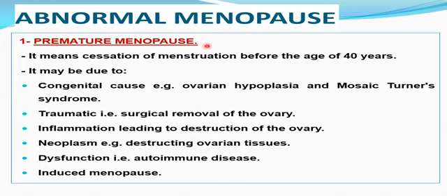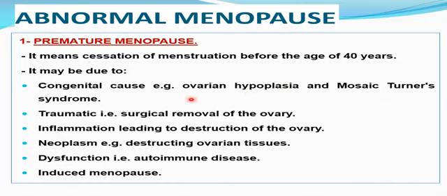This is premature menopause. It occurs as a cessation of menstruation before the age of 40 years, but again this cessation should involve at least 12 months or 1 year. It may be due to congenital causes, traumatic causes, inflammatory states, neoplasm, dysfunction, or induced artificial menopause. The congenital cause occurs with ovarian hypoplasia or mosaic Turner syndrome, and this may have a genetic and familial tendency.